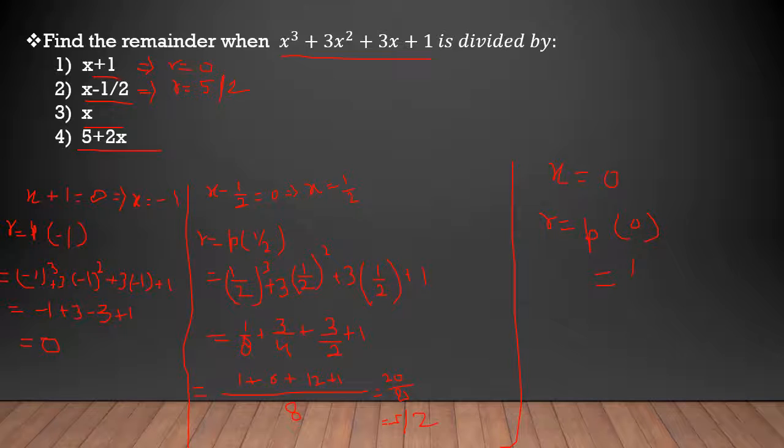These are all standard questions taken from NCERT books. R equal to 1. And for this question you have to put x equal to minus 5 by 2, and from here you can find r equal to p of minus 5 by 2. Do it by yourself because this includes some calculation and you have already got it, so you can do it easily.